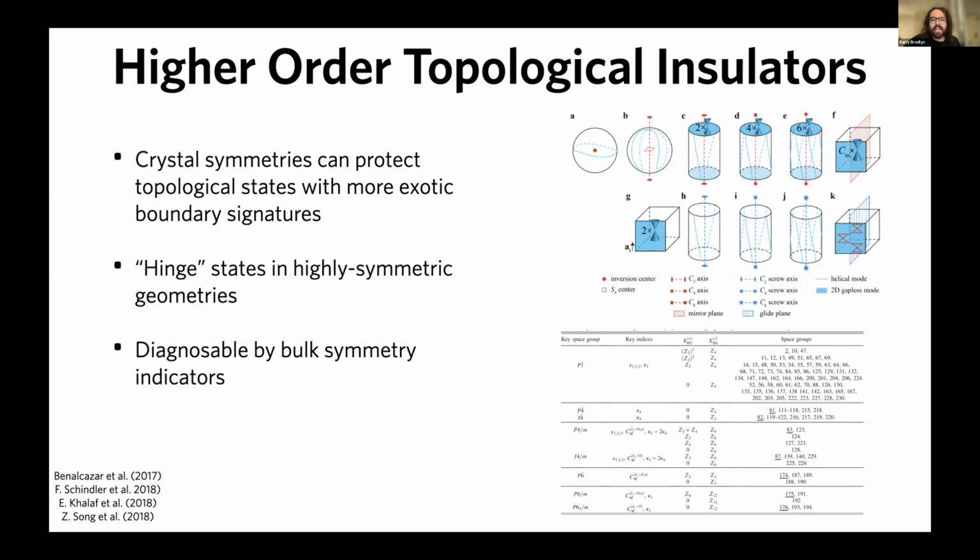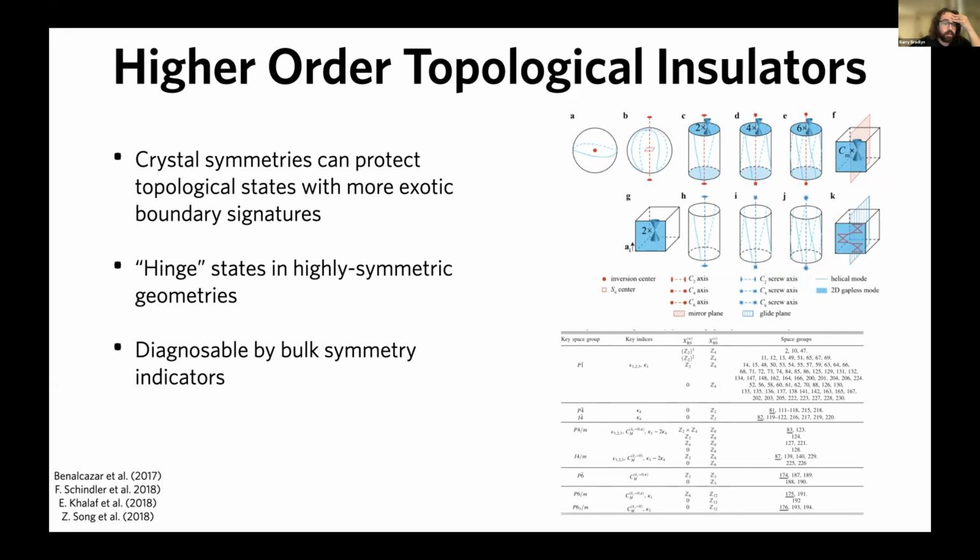So in panel A here, you see a sphere, and this depicts the hinge state configuration for a higher order topological insulator protected by inversion symmetry. The surfaces of the sphere are gapped, but on some inversion symmetric great circle, there's a gapless hinge state.